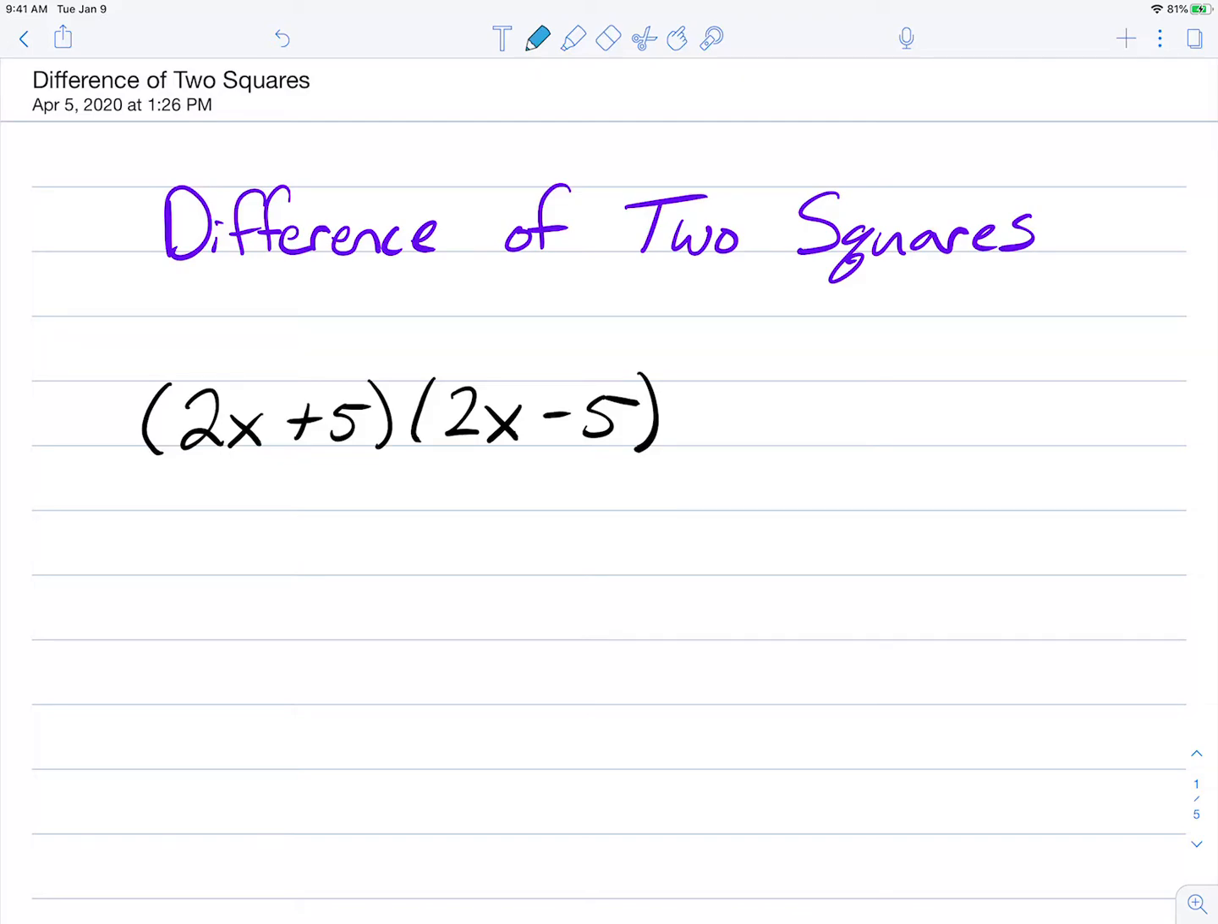Hello everyone. Today we're going to be factoring a difference of two squares. I want you to remember back to last week when we were multiplying binomials times binomials. We had problems like this, 2x plus 5 times 2x minus 5.